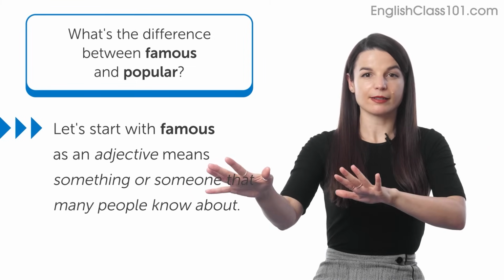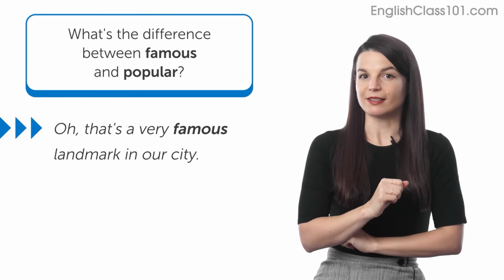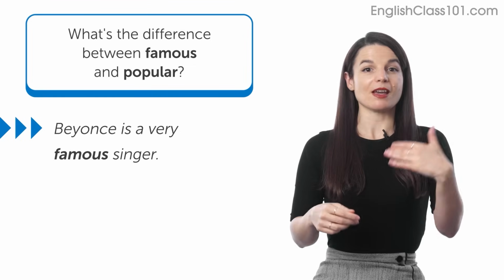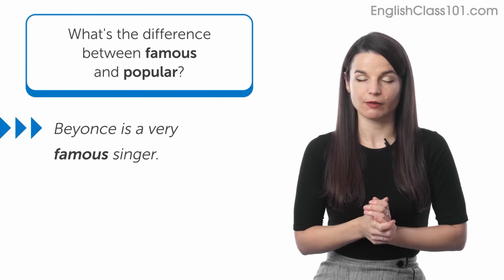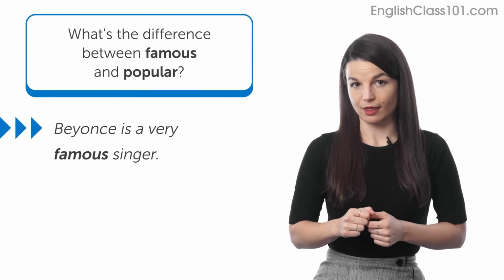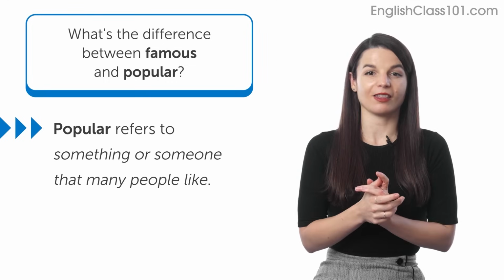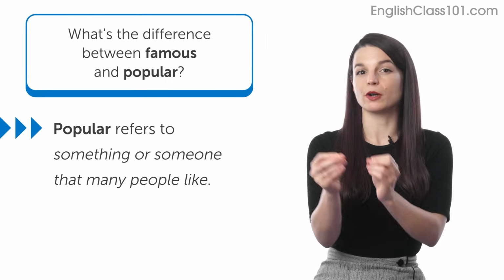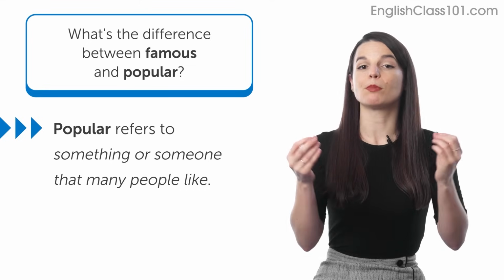So this can be a place like, oh, that's a very famous landmark in our city, or Beyonce is a very famous singer, right? So we're just saying that many people know about that thing. Popular, on the other hand, refers to someone or something that many people like.